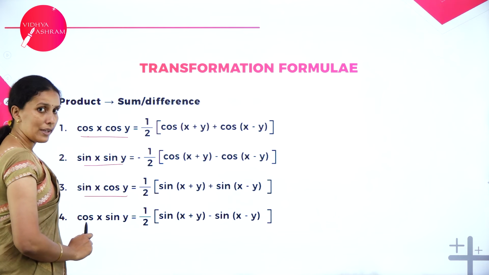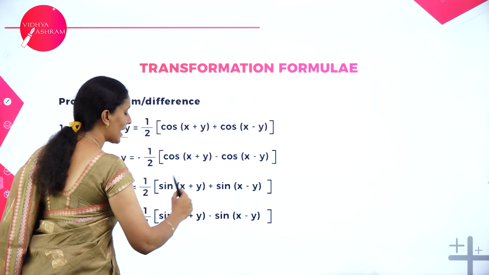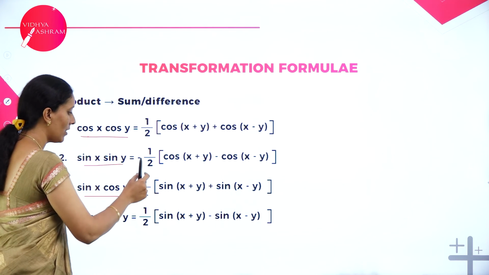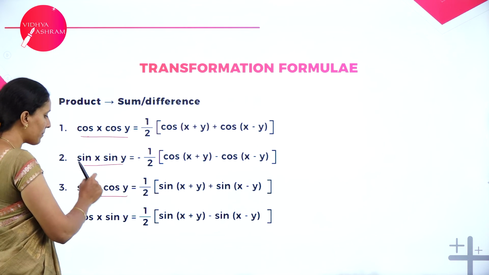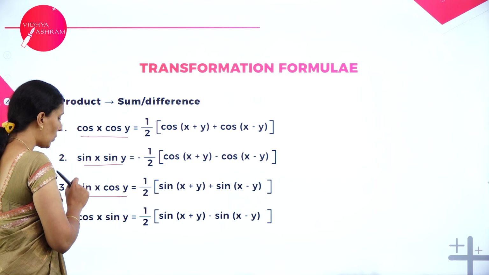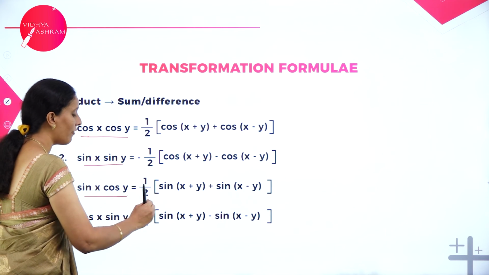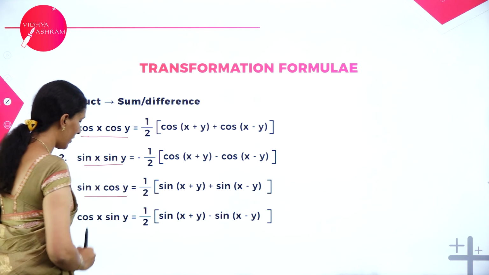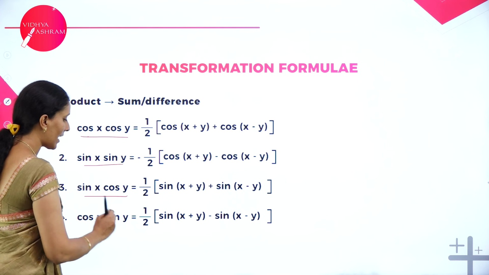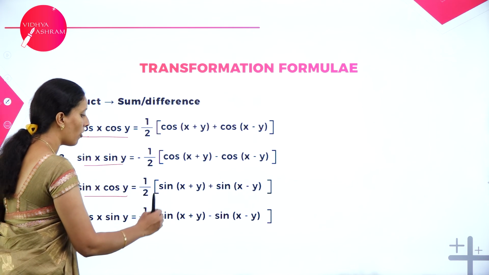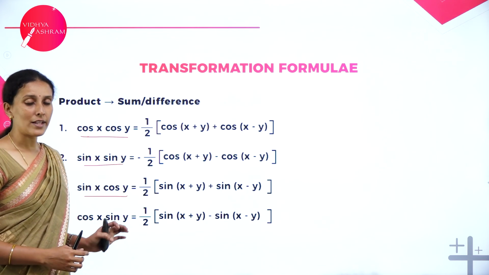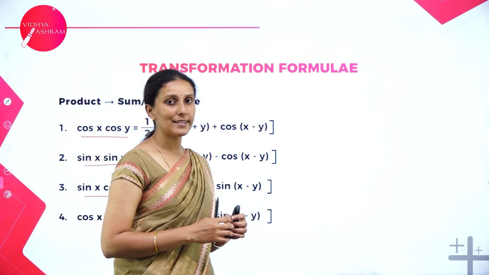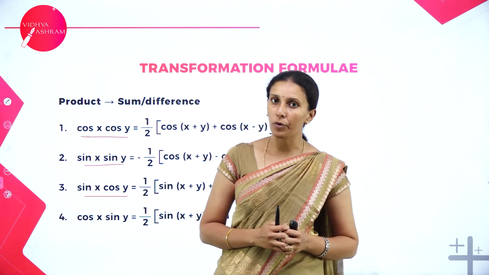Sin x cos y is obtained by adding sin (x plus y) and sin (x minus y). So half is necessary here, because the expression is 2 times sin x cos y. If I need only sin x cos y, then this is half of the sum of these two identities. Similarly, cos x sin y is given. This is half of sin (x plus y) minus sin (x minus y). So these transformation formulas are very necessary while solving trigonometric problems.